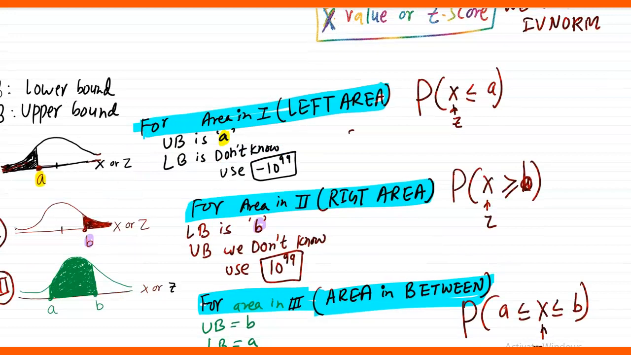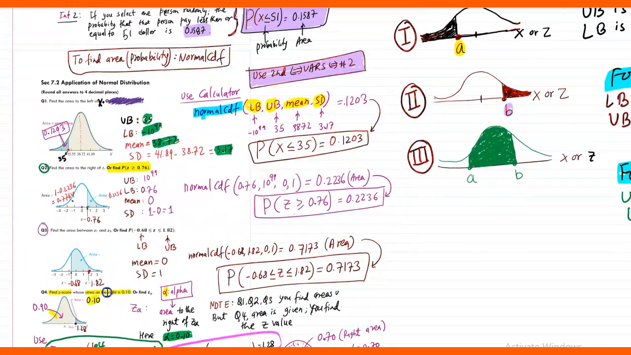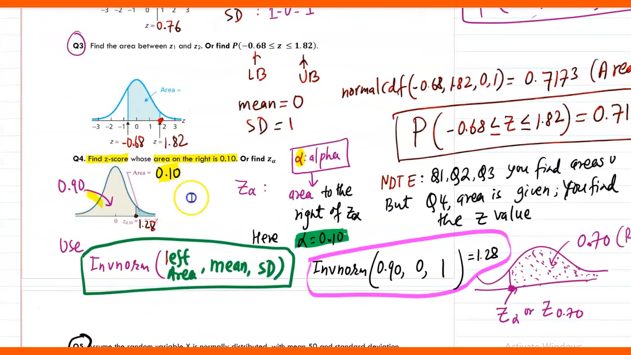Alright, let's find question 4. That is about finding x or z. Let's see, question number 4. Okay, obviously, find the z score. If we're looking for a z value, remember that you're looking for any one of the values on this line. But the criteria here is to find the z score whose area on the right is 0.10. Remember that 0.10 is 10%. The area on the right is 10%.